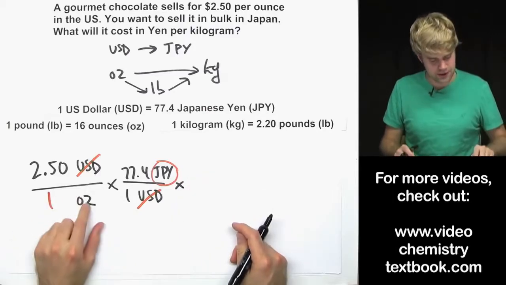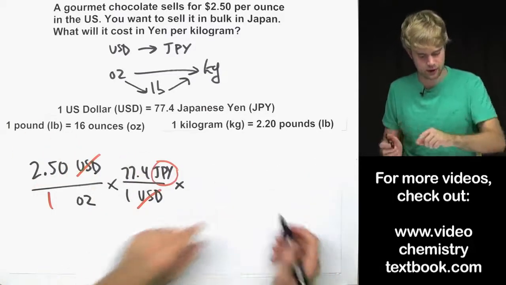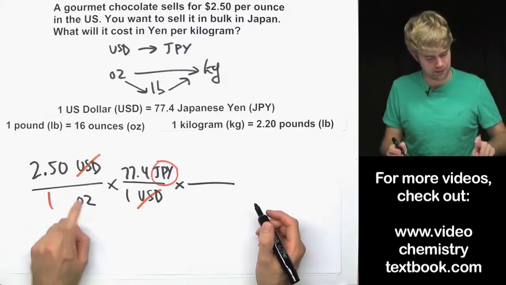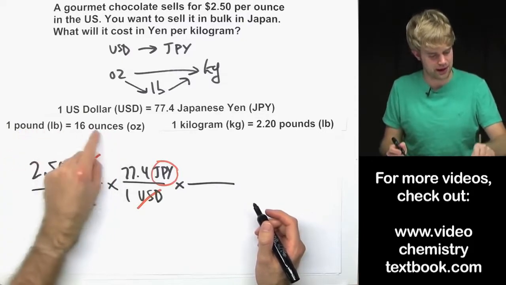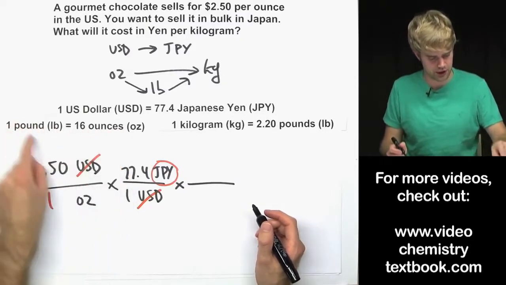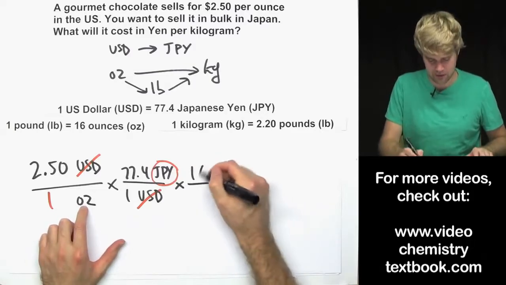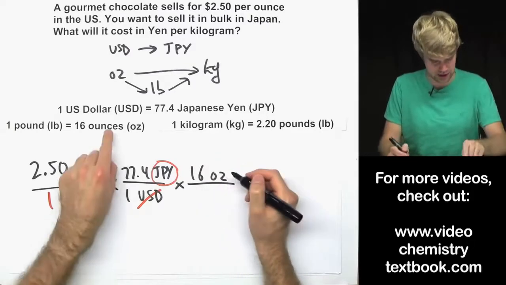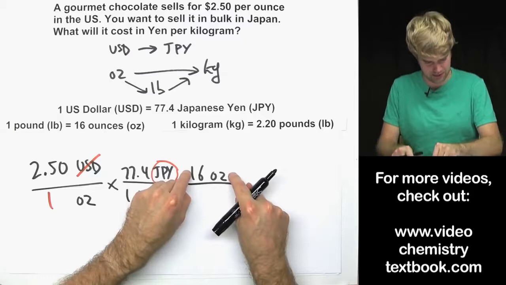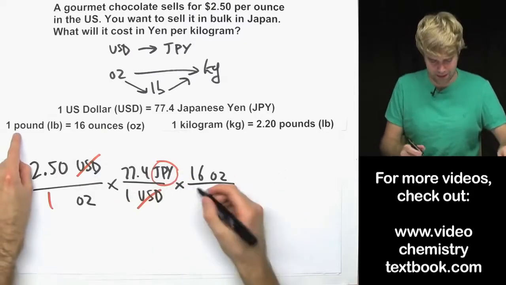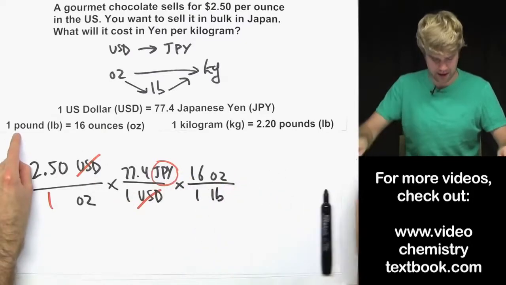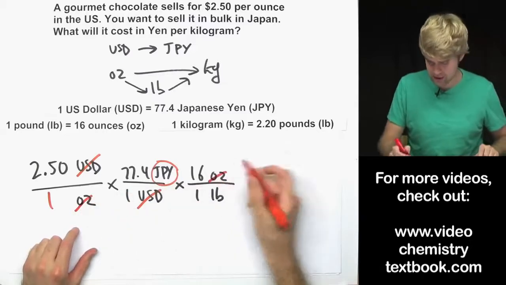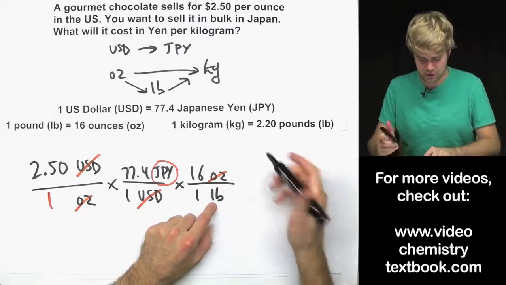Now, we have ounces on the bottom, we want to turn it into kilograms, so the first thing we've got to do is multiply it by something just to get rid of it and get us into pounds. So I'll use this expression here. Ounces is on the bottom, so I want 16 ounces here on the top. Now they'll cancel, and then 1 pound is going to be on the bottom. So ounces cancel there, ounces cancel up here. Now I'm left with pounds.